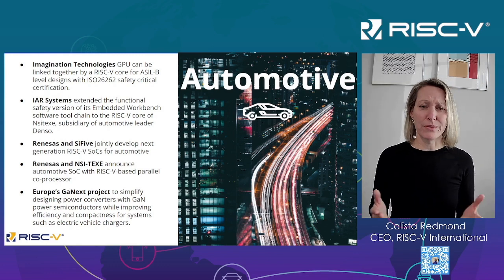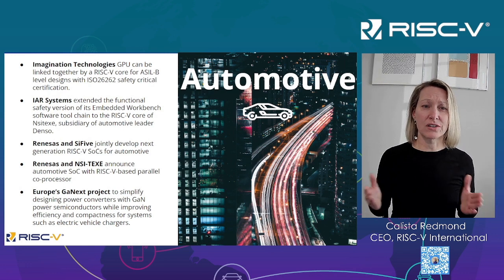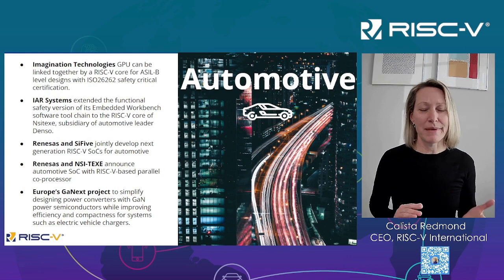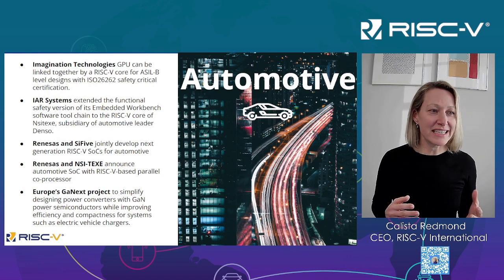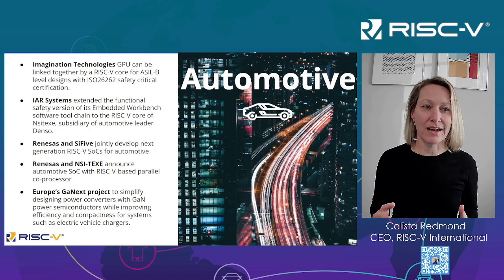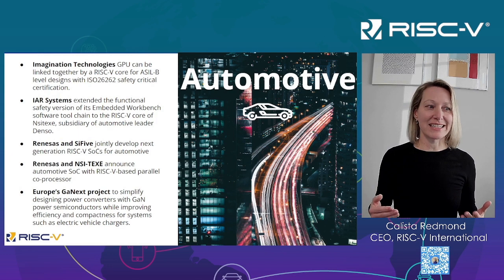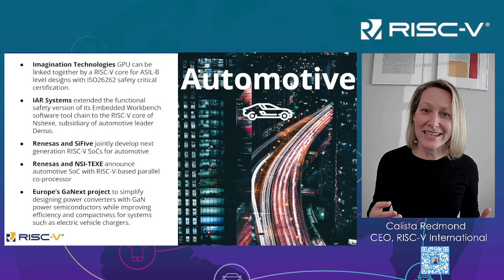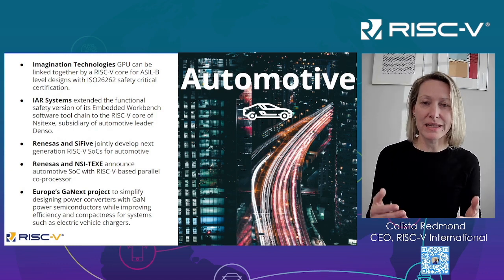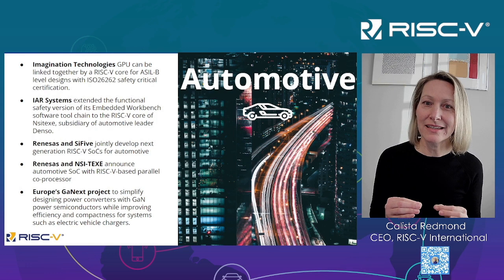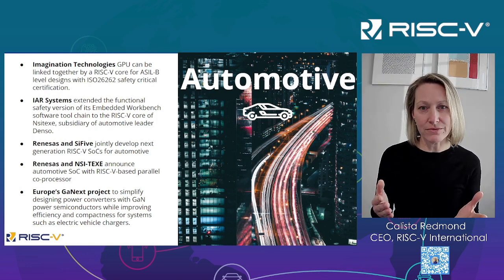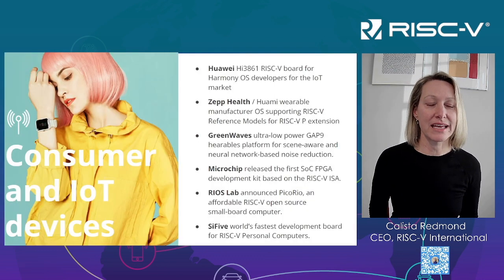Automotive. Wow, think of all the processors in a car alone. This is just skyrocketing from infotainment to drivetrain. Imagination's GPU is being linked together for safety critical applications. Very important in automotive. We see this with Renesas and Europe's GA Next project. Numerous implementations are leveraging RISC-V because of the key features and design capabilities, but also for the transparency and how that relates to safety critical applications.